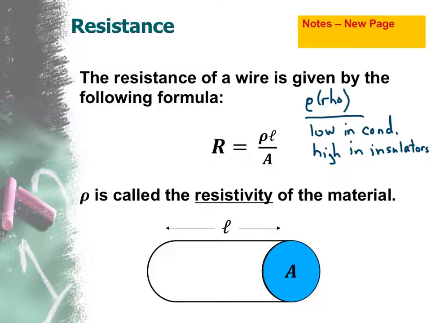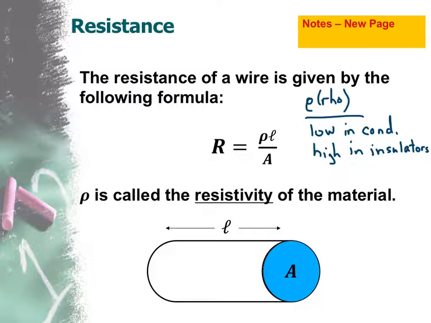On the other hand, the bigger the cross-section area of the wire, the less resistance you will get, because you now have more electrons available to actually move through the wire. So if we were to make this a larger diameter, we would end up making the area larger, which means we'd make the resistance of the wire smaller.